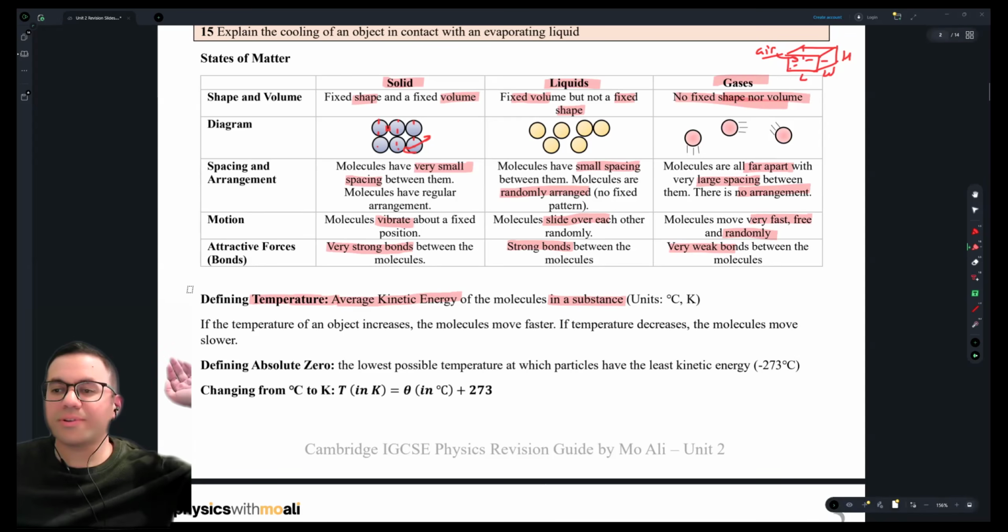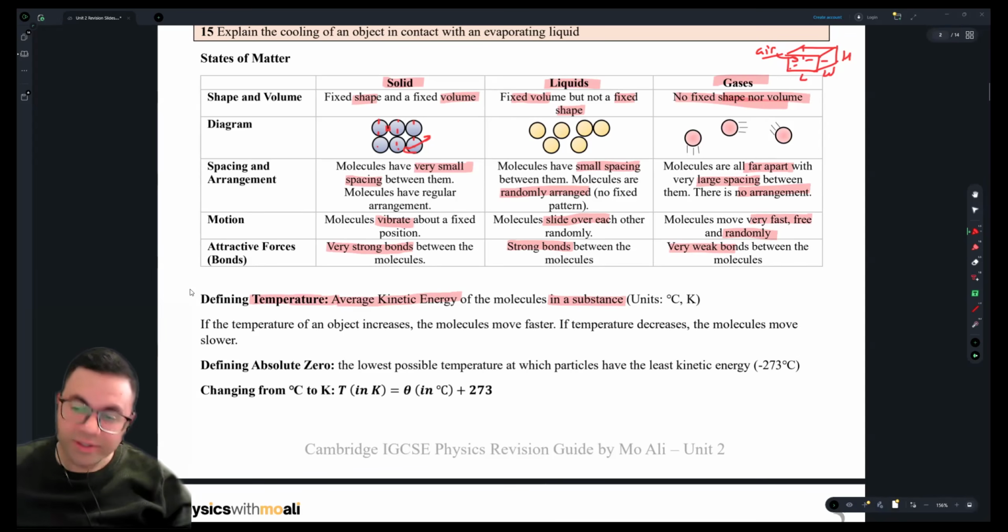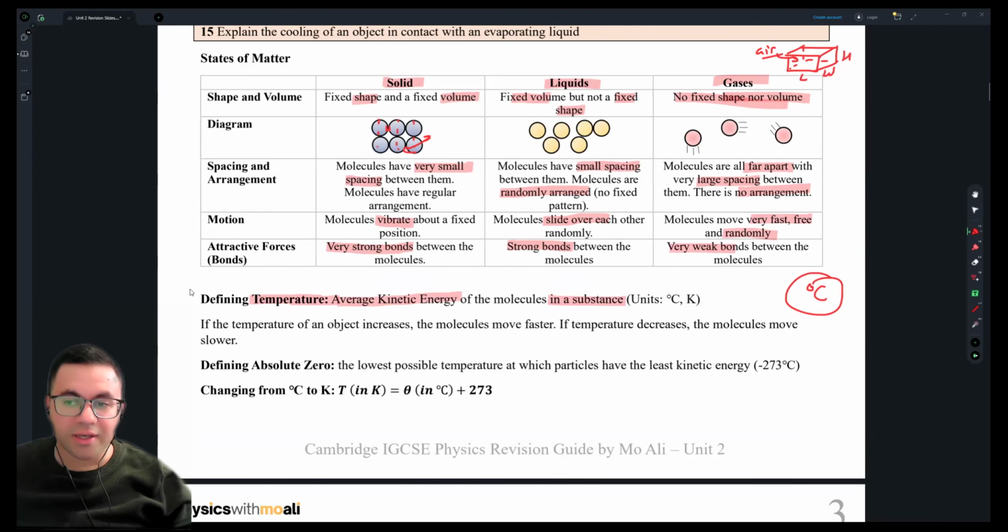Let's start talking about temperature scales. One scale is the Celsius scale, in degrees Celsius. The other temperature scale is the Kelvin scale, also known as the absolute temperature scale. The difference is that the Celsius scale has negative values, whereas the Kelvin scale does not. The zero in the Kelvin scale is the lowest possible temperature. Everything else is positive.